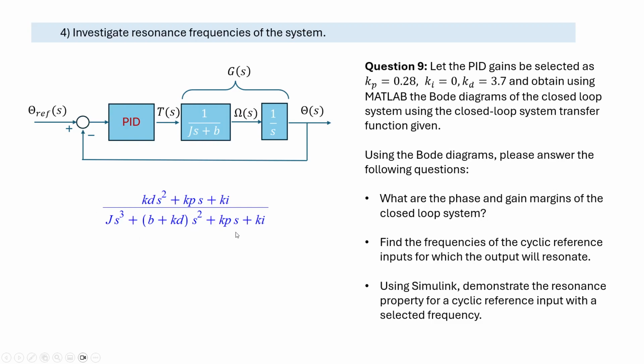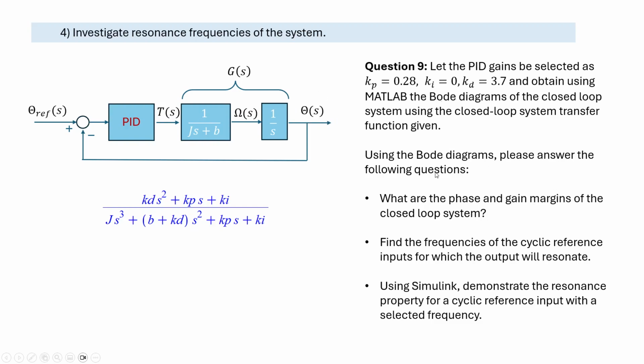So to this end, knowing that this is a closed-loop transfer function, you will be applying the Bode diagram of this function for some given PID gains. Actually, I set the I gain to 0 for simplicity. And you will be obtaining phase and gain margins that are really critical metrics associated with the stability of the system. And then you'll be discovering some frequencies associated with the input signal, right? Such that when the reference cycles at those frequencies, it will make the output resonate, meaning the output amplitudes will be larger than input amplitudes.